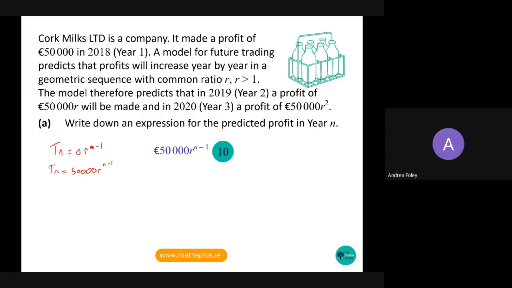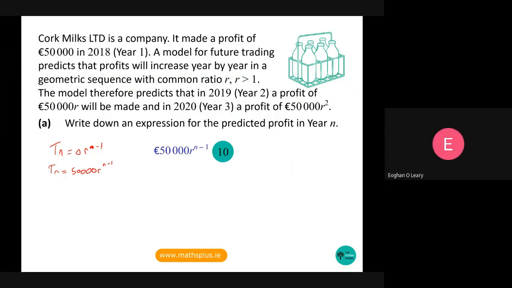So this is marked on a 0, 4, 10 scale. So partial credit would be if you got an answer of 50,000 R to the power of N. So you made a mistake there, you didn't have the minus 1. That would be partial credit. And then you could also get partial credit if you had some form of correct substitution into the general formula. So if you wrote down the general formula, you wrote down A equals 50,000, that would get you the partial credit here, which is your 4 marks. But as we said, 10 marks are given just for writing down that correct answer. So you don't need any working or anything for this question. If you just have that written down, that's 10 marks.